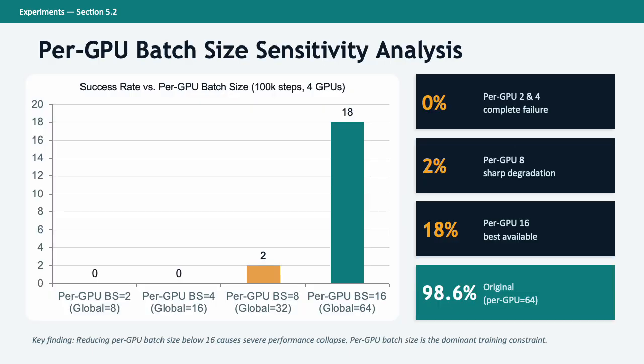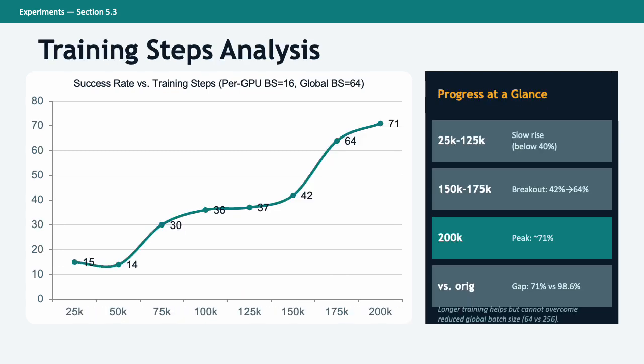Okay, now I will start with our first experiment, which looks at per GPU batch size. The result was very clear. When the batch size was too small, the model almost failed to learn. With per GPU batch sizes of 2 and 4, the success rate was about 0%. With batch size 8, it only reached 2%. The best setting we could run was batch size 16, but even then, the success rate was only 18% at 100,000 steps. So the key point is that SimVLA is very sensitive to batch size. Under our hardware limitation, batch size became the most important training constraint.